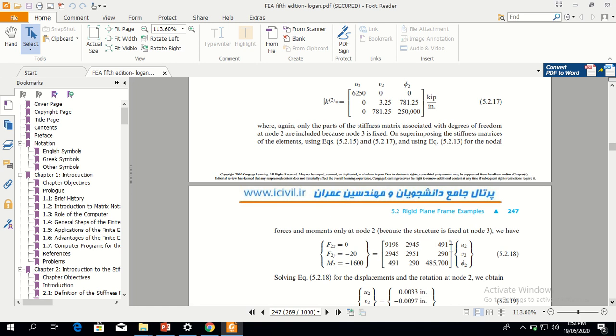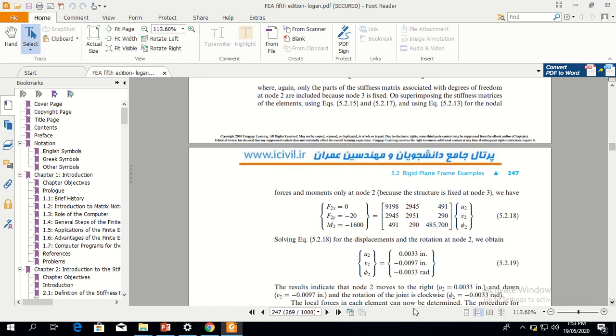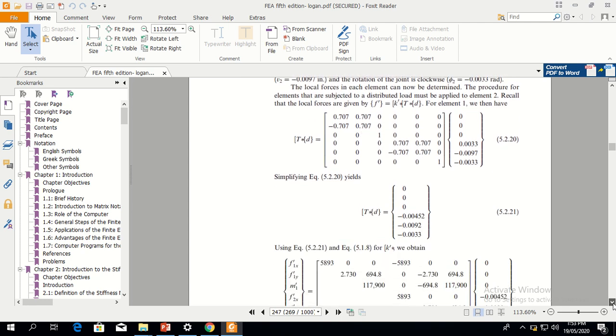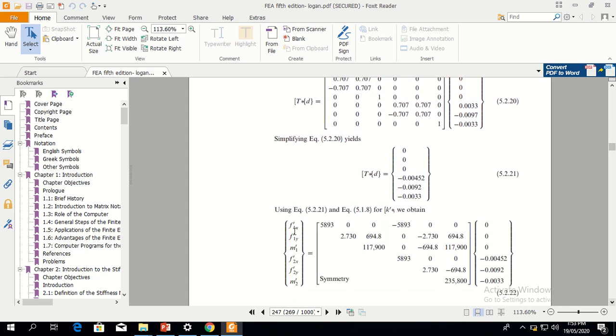We'll apply boundary conditions as it was mentioned in the statement that node 1 and node 3 are fixed. Node 1 and node 3 are fixed. So we need to find u2, v2 and phi 2 by solving them simultaneously. These are the three displacements at node 2. Then we can find the elemental forces, or these are the elemental forces.